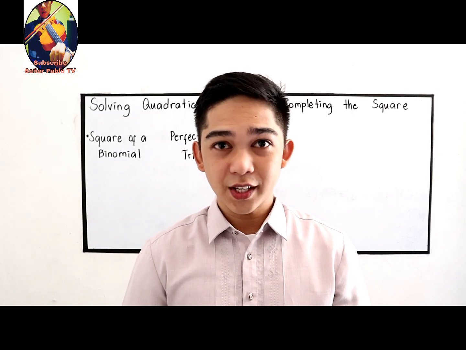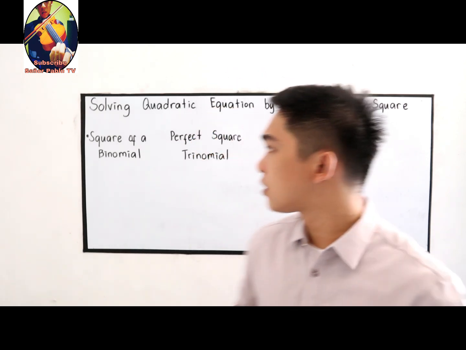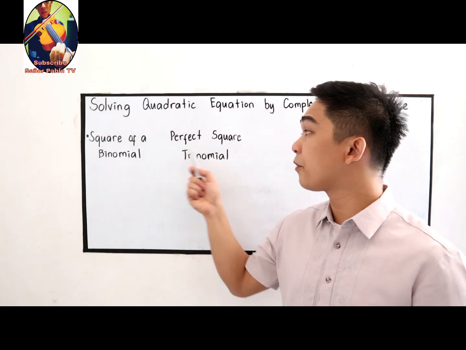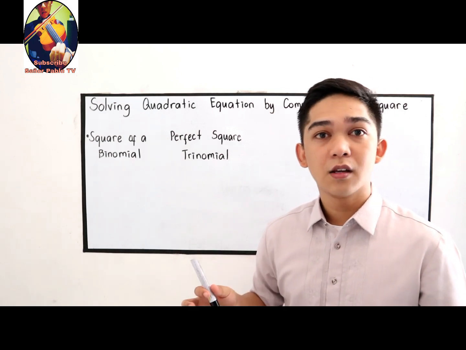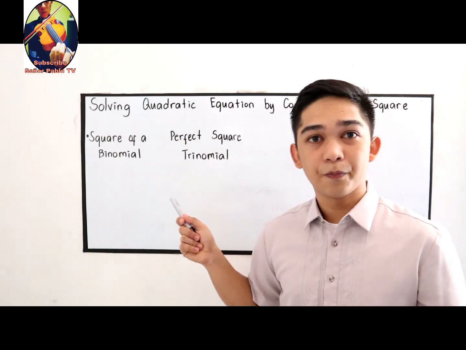Grade 9, Lesson 3, Solving Quadratic Equation by Completing the Square. So natapos na tayo sa extracting the square roots. Ganoon din sa factoring. So dito sa completing the square, dapat familiar muna tayo dun sa square of a binomial and perfect square trinomial. So ano ba yung relationship ng dalawang ito?